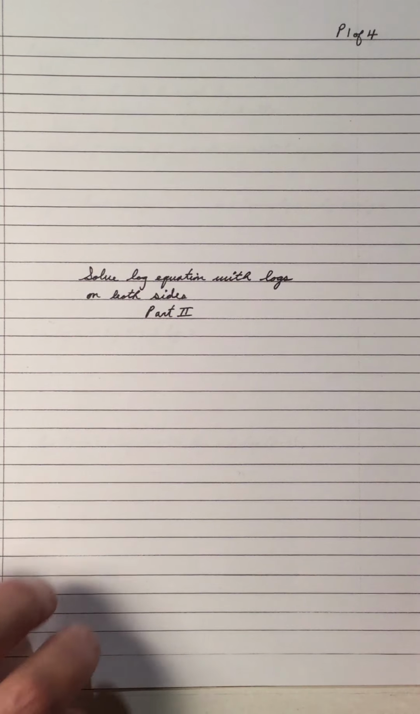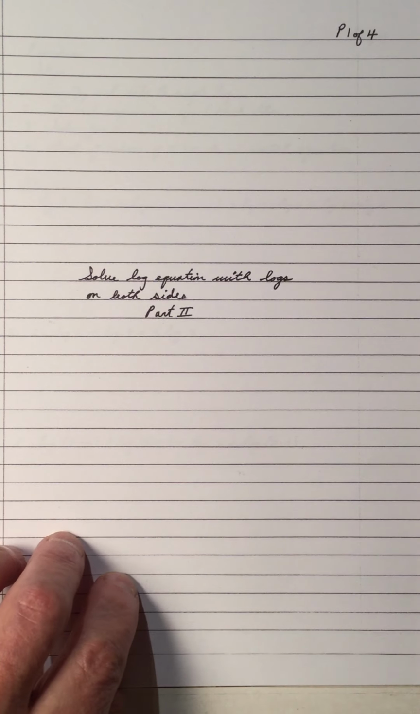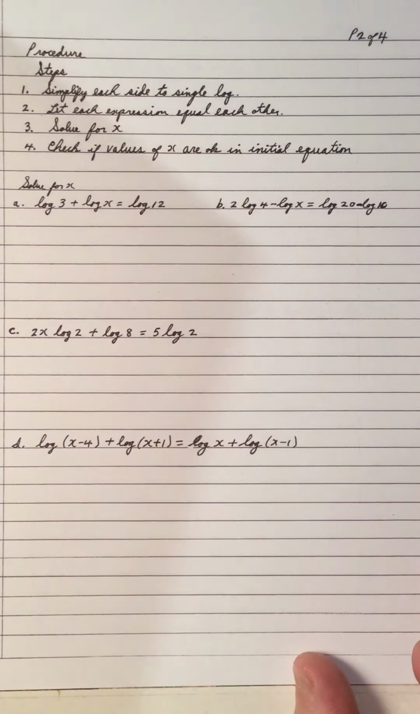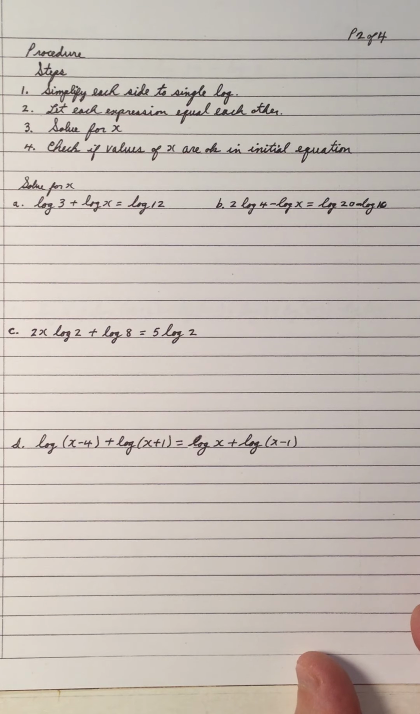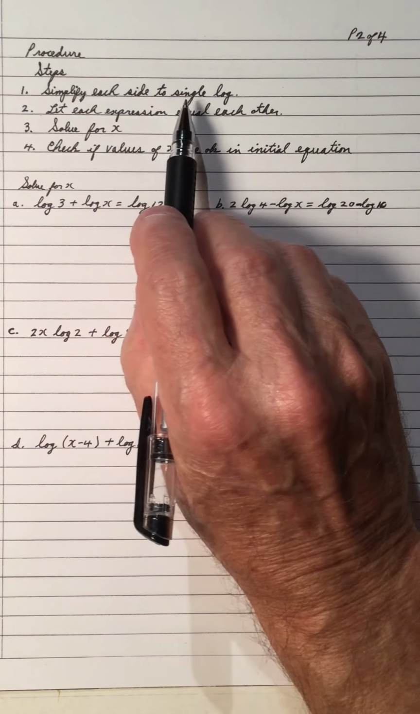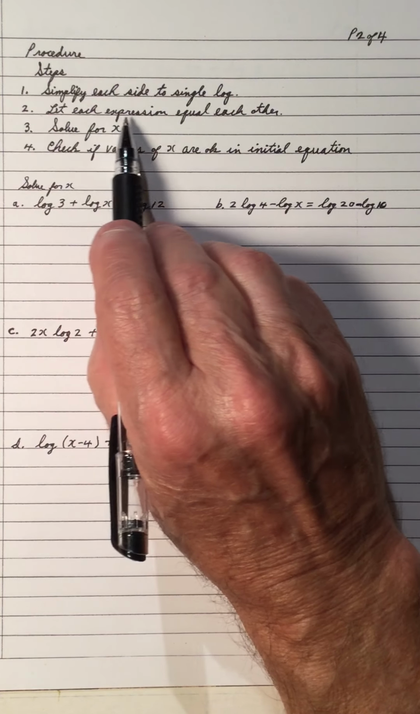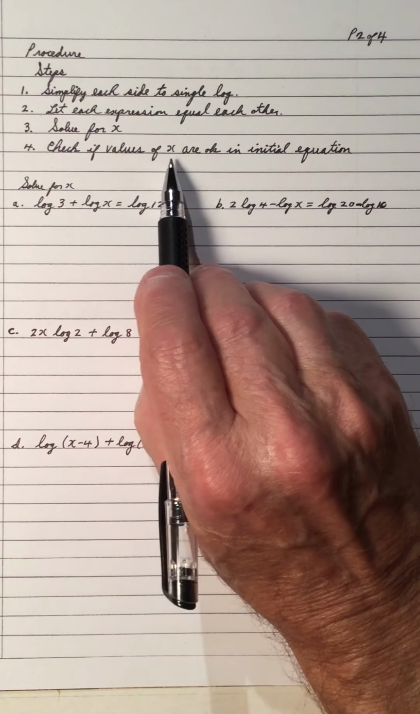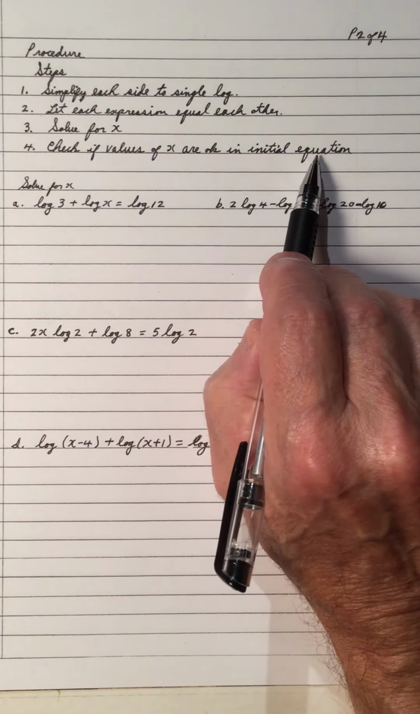Hi, welcome to a video on solving log equations with logs on both sides, Part 2. Logs on both sides: we have to follow this procedure. We simplify each side to a single log. Let each expression equal each other. Solve for x and check if the values of x are okay in the initial equation.